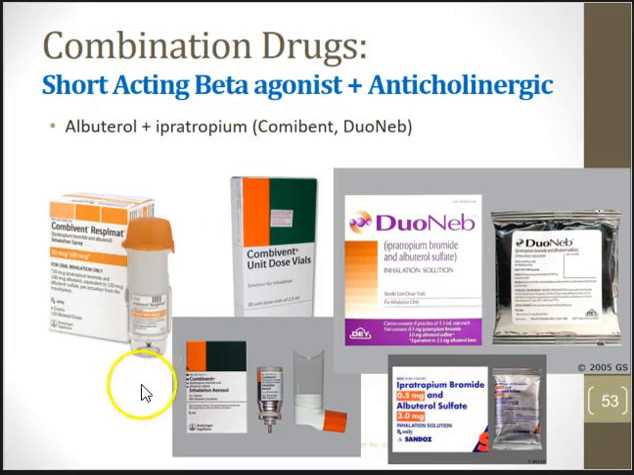One of them is Combivent, and Combivent comes as a Respimat. It comes in nebulizer vials, and it also comes as a metered dose inhaler. And you see that the packaging is very consistent. Then we have the nebulizer, which is known as DuoNeb, because you've got a duo of medications. And then here's just a generic version so that you can see that.